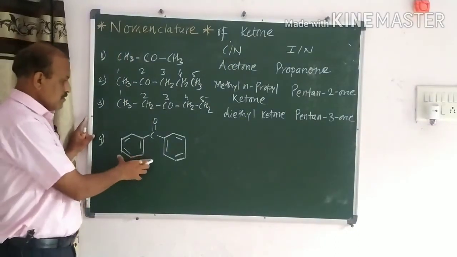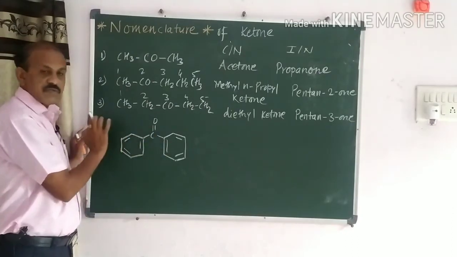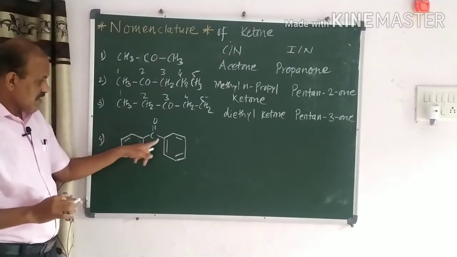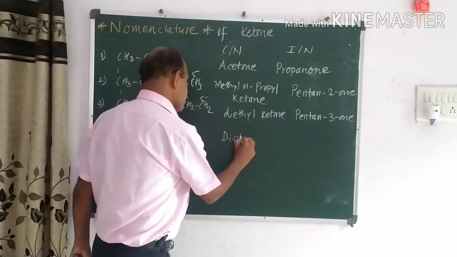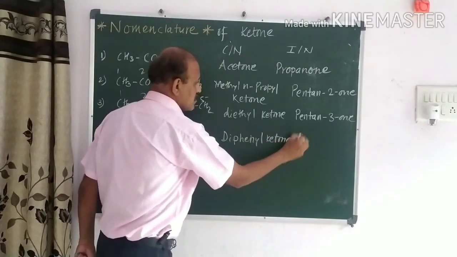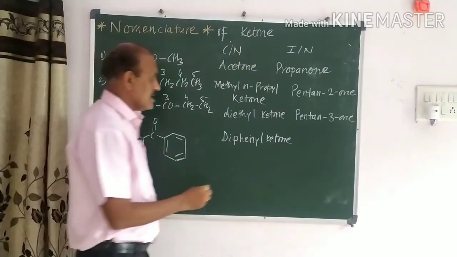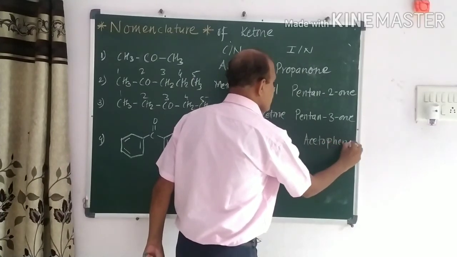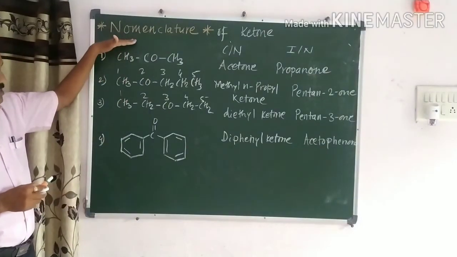Now next compound, it is the aromatic form, where 2 phenyl groups are attached to the ketonic group. So it is actually diphenyl ketone. This is diphenyl ketone. And the IUPAC name of this is benzophenone. So in this way we have to discuss the nomenclature of the ketone.